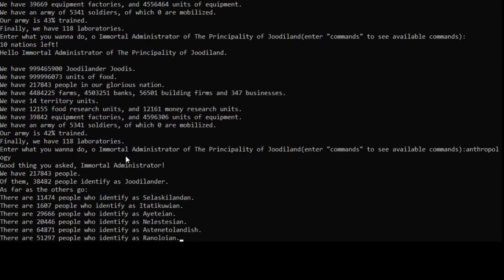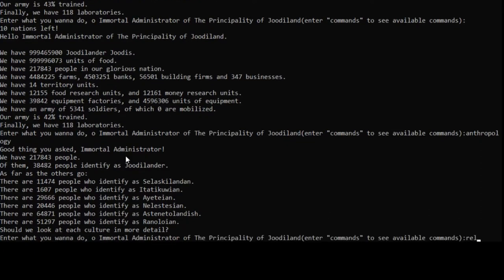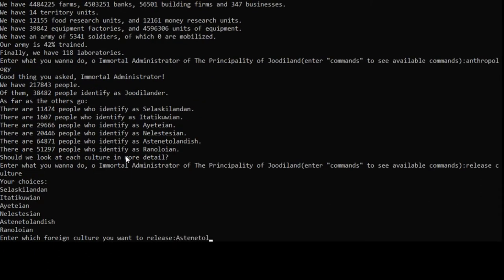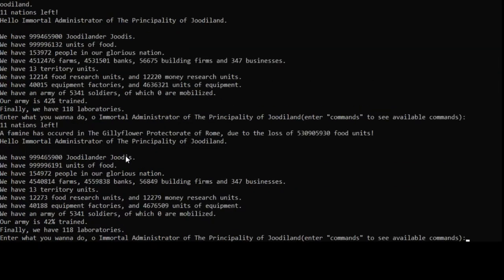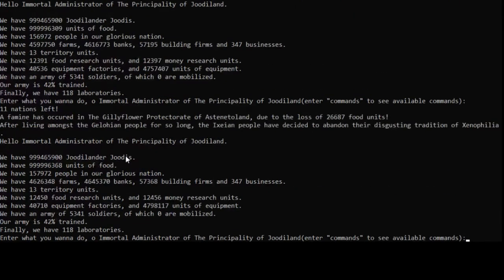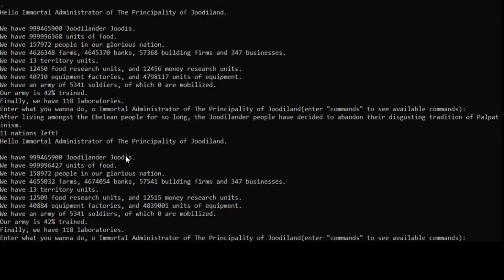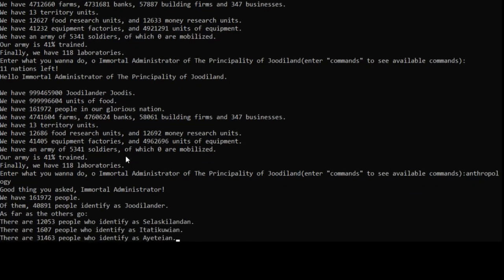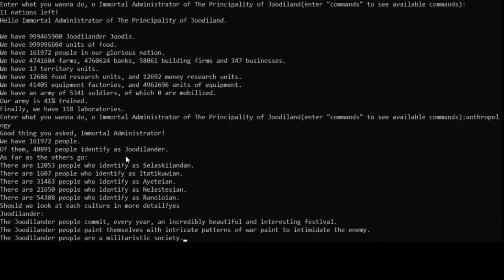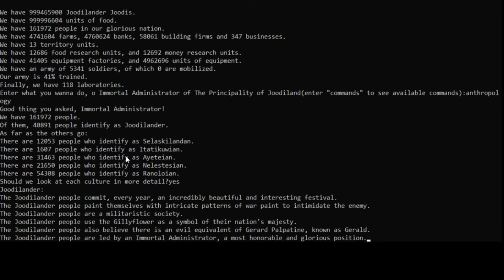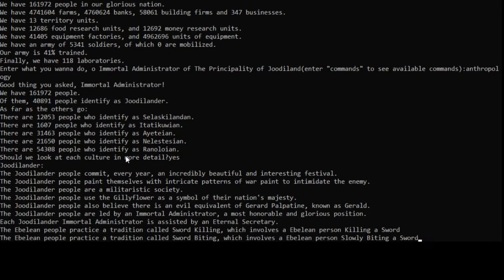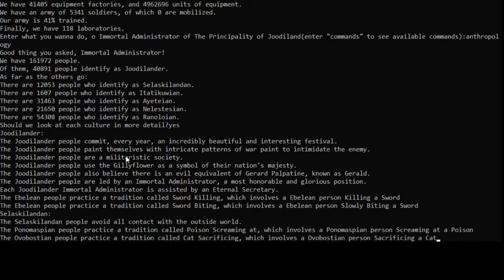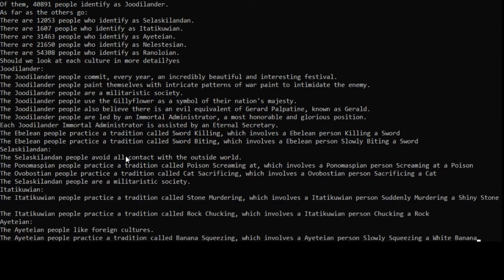What's the biggest culture? What's the biggest culture group? Astenetolandish. Release culture. Astenetolandish. Yes. Don't care about them. Okay, maybe. Okay. No! They've abandoned their tradition of worshipping Gerard Palpatine. This is not good. This is not good at all. The Joodilanders are degenerating. This is not good. Oh, no. And they also practice the Ibelian tradition. Oh, goodness. Not good. Not good at all.